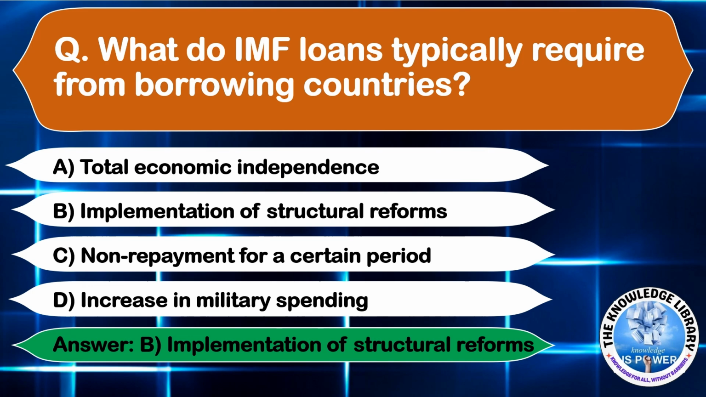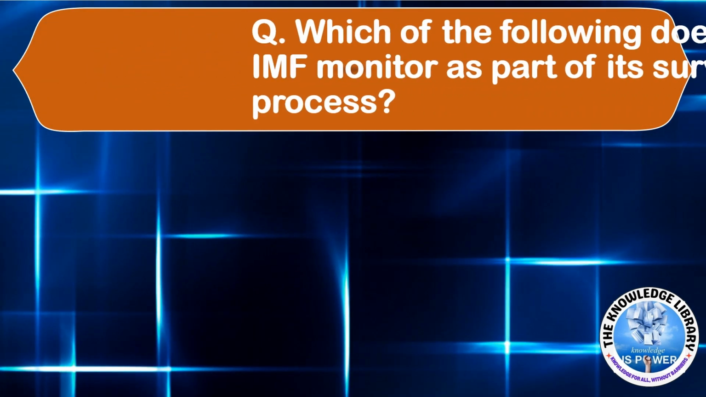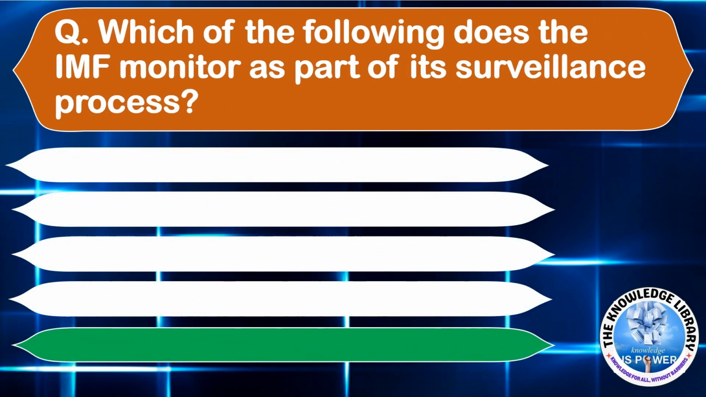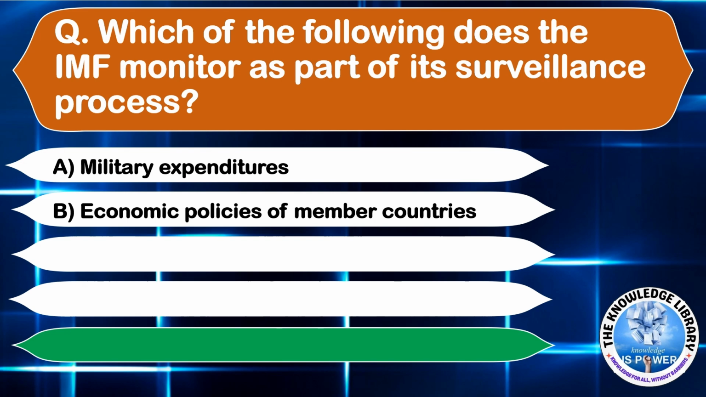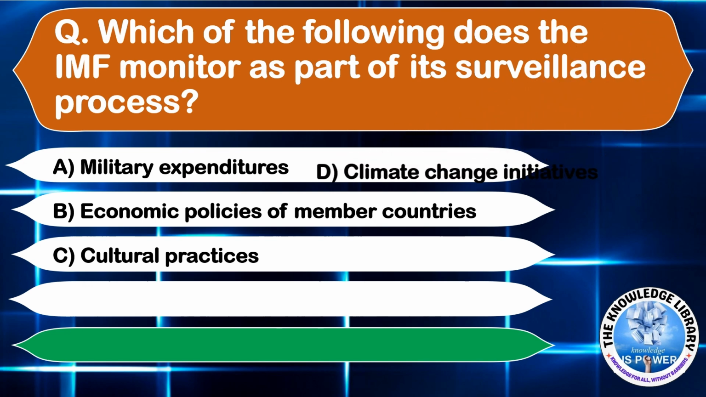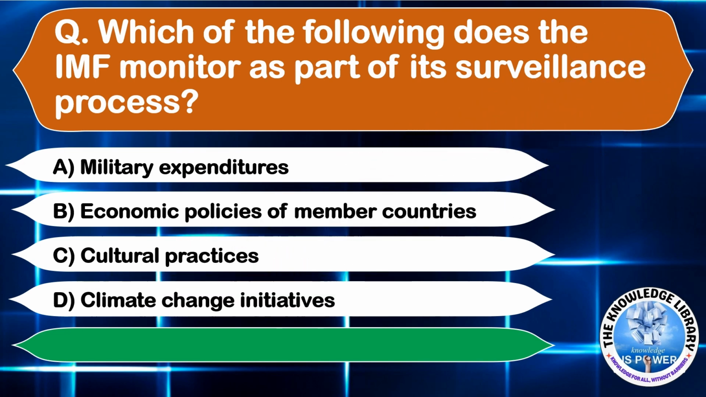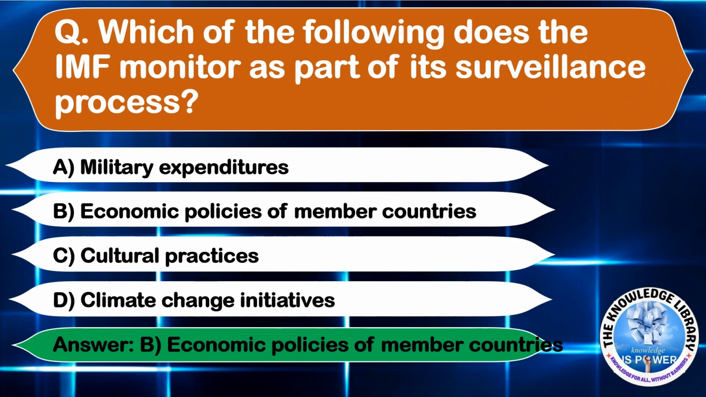Next question is, which of the following does the IMF monitor as a part of its surveillance process? Option A, military expenditures. Option B, economic policies of member countries. Option C, cultural practices. Option D, climate change initiatives. Answer is option B, economic policies of member countries.